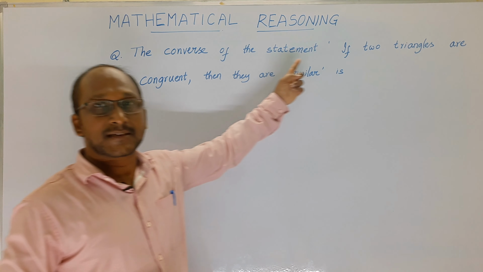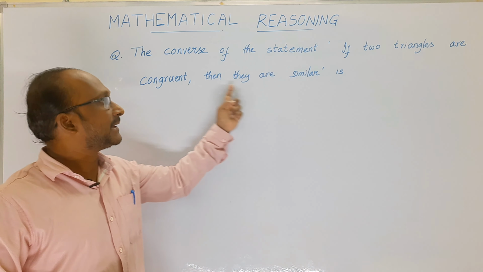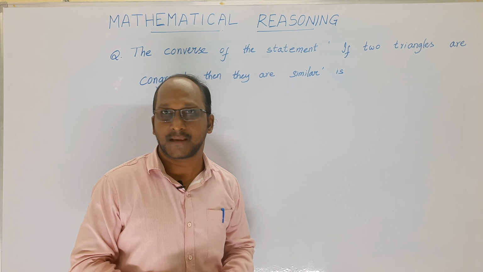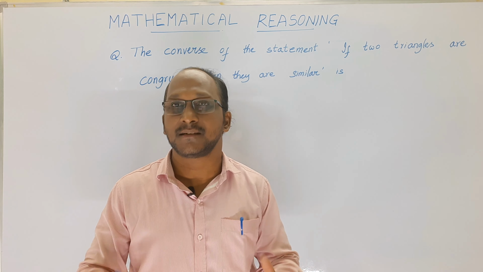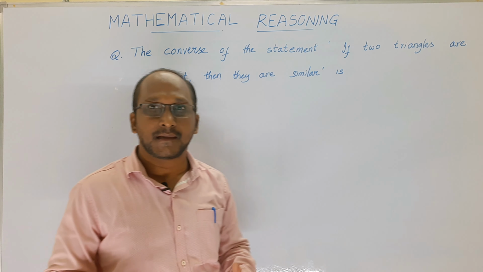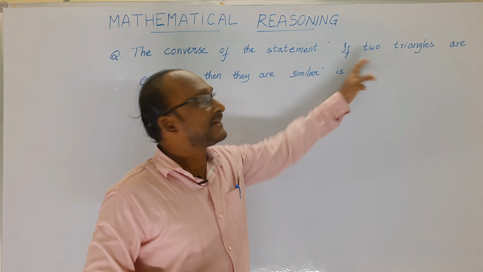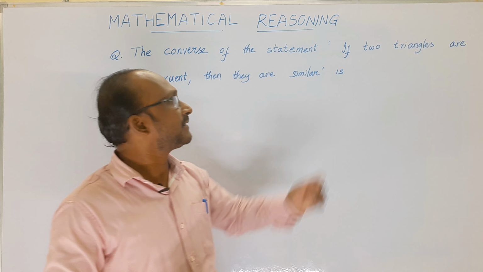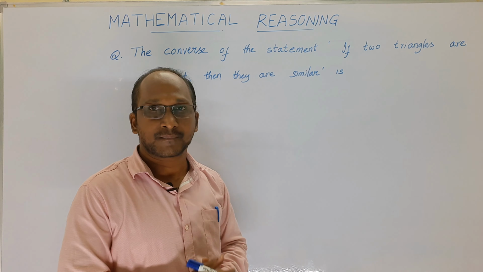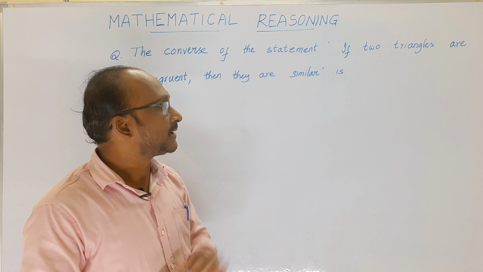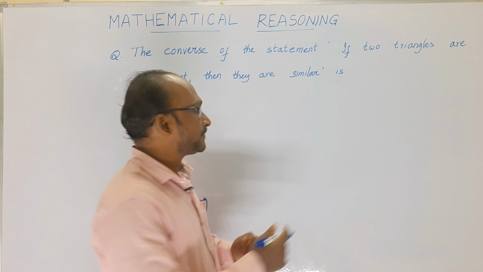The converse of the statement, if two triangles are congruent, then they are similar is. So here, for the given statement, we have to write the converse. If you observe the given compound statement, we can say that it is a conditional statement because this compound statement uses the connective if then. That's why it is conditional. Now let us see the different forms of conditional.